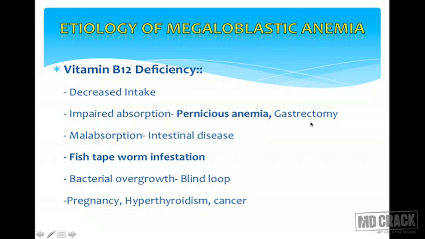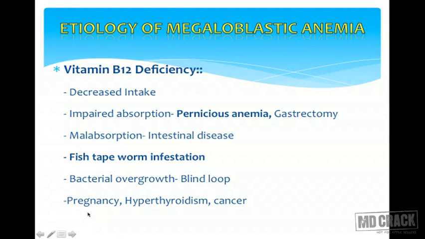Any patient who has undergone gastrectomy, because intrinsic factor is mainly synthesized and secreted by the parietal cells of the stomach, can also suffer from megaloblastic anemia. Malabsorption syndromes, especially intestinal disorders, because it is the terminal ileum where vitamin B12 is absorbed. So any patient who has undergone ileal resection can suffer from megaloblastic anemias. One worm infestation, the fish tapeworm infection or Diphyllobothrium latum, can also cause megaloblastic anemias. Bacterial overgrowth syndromes, like what we call blind loop syndromes.